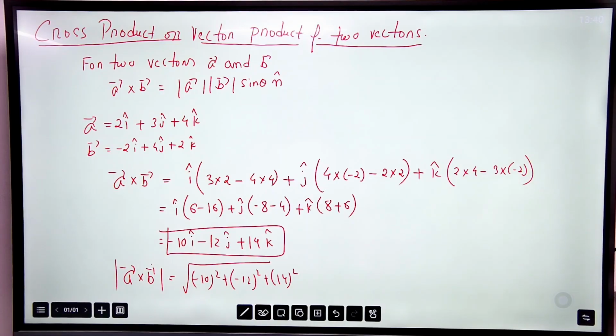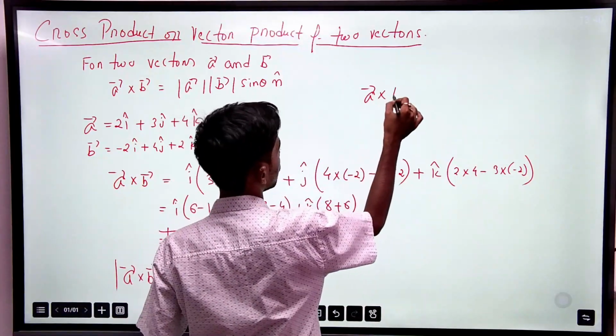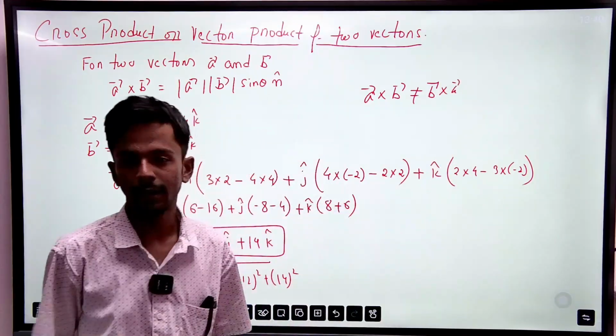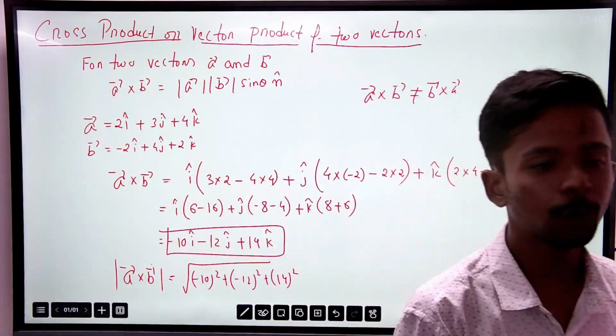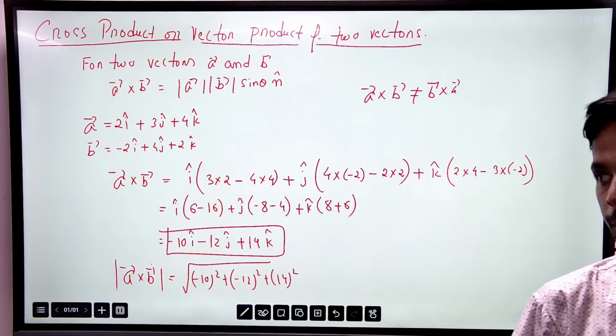Now write some properties. First one, vector product is not commutative. It's not commutative. So you cannot write a cross b is equal to b cross a. In dot product, a dot b equal to b dot a था ना, but in cross product you cannot take a cross b equal to b cross a.